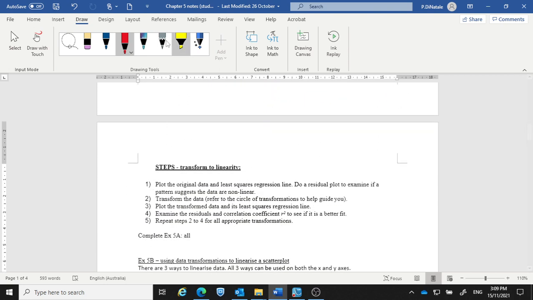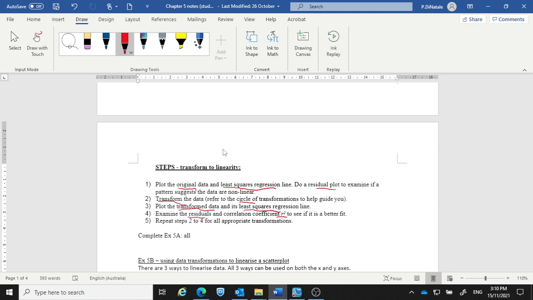And what we will do to linearize it, we will plot the data, find the least squares regression line, do the residual plot, look for patterns, transform the data. Okay, so go back to this circle up the top here and decide which one it is. Plot the transformed data, find the least squares regression line, examine the residual and the r squared, and keep repeating it.